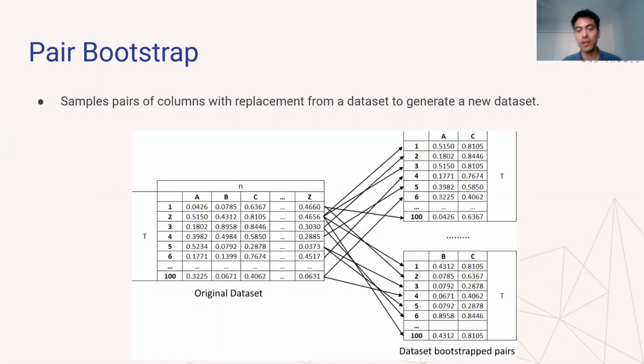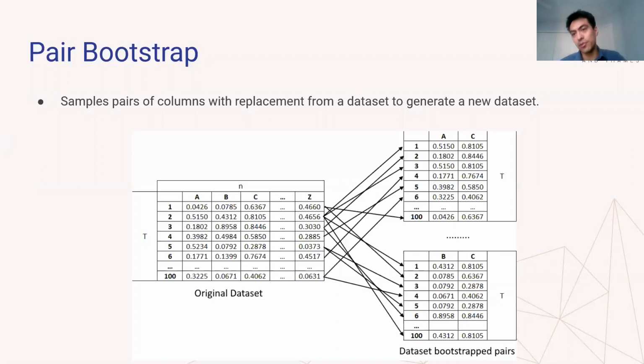And with that, we generate a correlation matrix. The way that it works is that it samples pairs of columns with replacement from the original data set to generate the correlation matrix. So here we have the same original data set, T by N. We have 1 through 100 rows and A through Z columns.